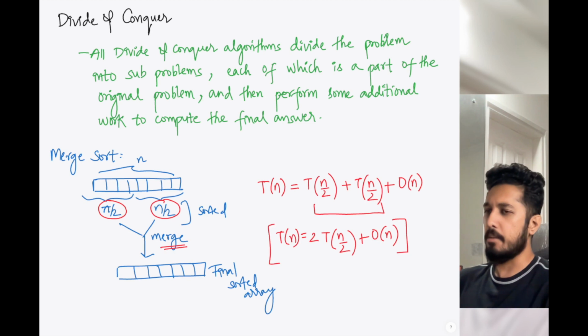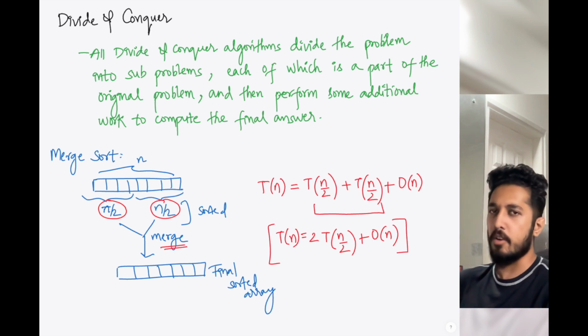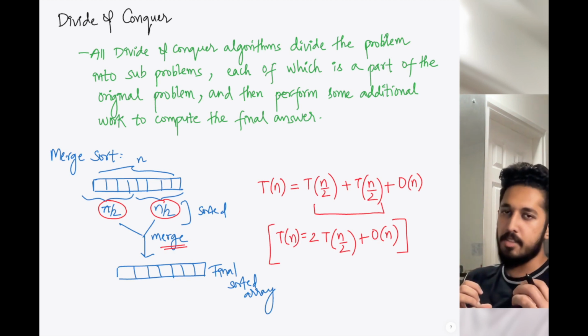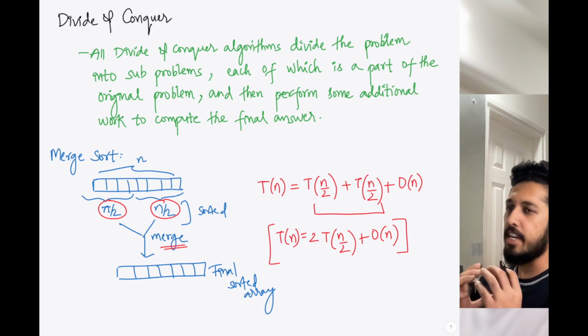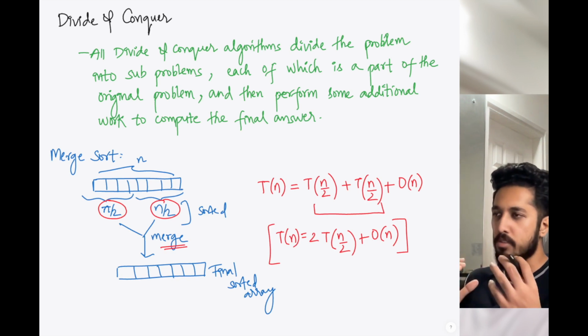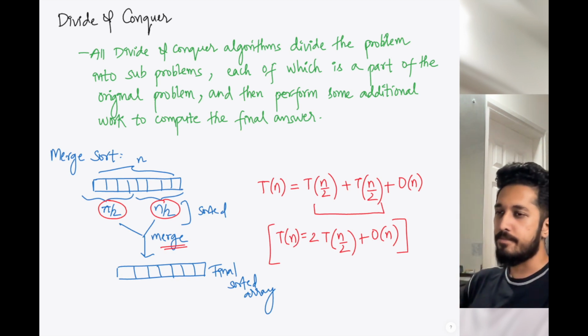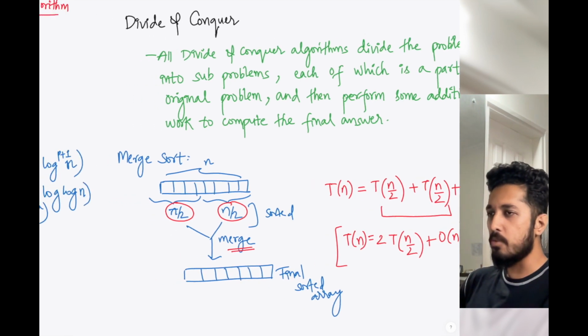Now I hope you got a basic understanding of what divide and conquer algorithms are. So I'll just summarize it again. As a part of divide and conquer algorithms, we divide the problem into multiple subproblems and we solve those subproblems, and at the end we perform some additional work on those solved subproblems to achieve the final answer. So that is what a divide and conquer algorithm is. Now let's get back to Master's theorem.